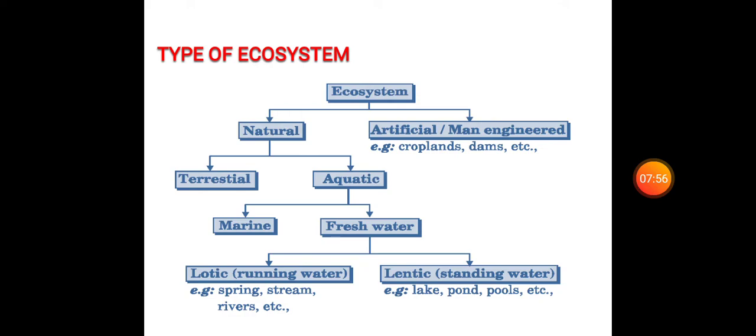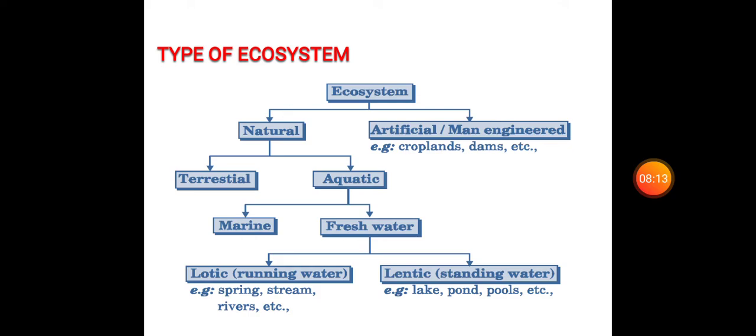Then lentic means standing water. There is no movement of the water. It stands in a particular place, like lake, pond, pools, well. So these are some of the examples for the lentic ecosystem.